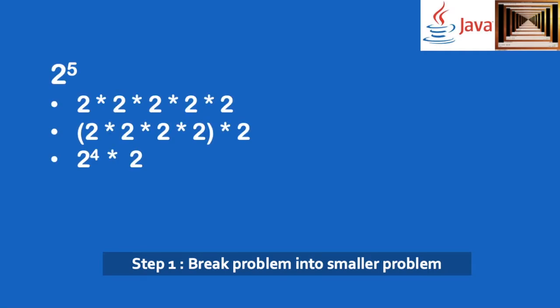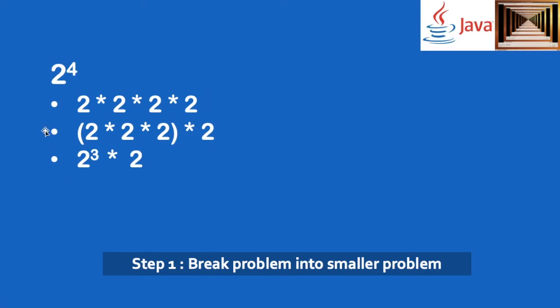So 2 to the power 5. What is 2 to the power 5? 2 into 2 into 2 into 2 into 2. Now you can obviously write that as 2 into 2 into 2 into 2, 4 times, multiplied by 2, and this we can denote as 2 to the power 4 into 2. So now you can see that 2 to the power 5 can be written as 2 to the power 4 into 2. So we have broken that problem into a smaller problem.